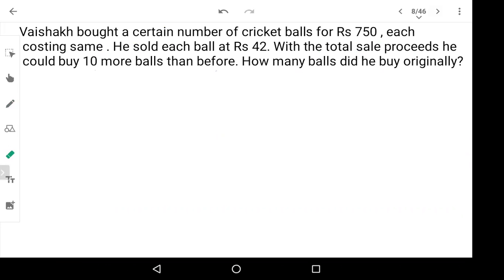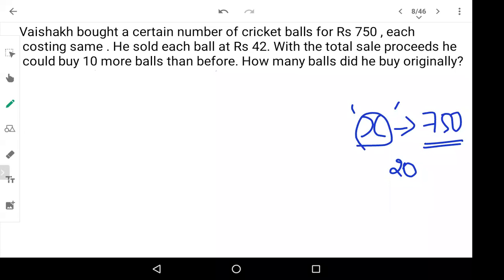Okay. Then going to the next problem. Vaishak bought a certain number of cricket balls for rupees 750, each costing the same. So Vaishak has bought some cricket balls. Let's say he has bought X number of cricket balls and totally he paid 750 rupees for the balls. Now each of these balls is costing the same. So let's take for example, if one ball is costing 20 rupees, he has paid 750 rupees for a certain number of balls.